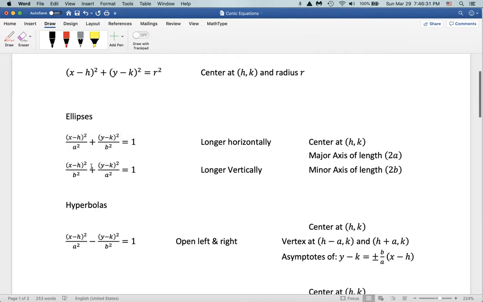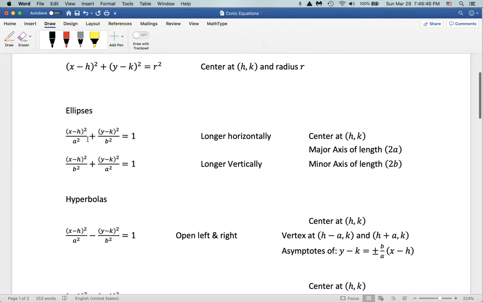Ellipses always have a plus symbol in between, and underneath the parentheses that are squared, we have an a squared and a b squared, and we always set it equal to 1. In other words, what we're really doing is dividing over the r squared in a sense, but there are coefficients in front of them that make it more elliptical rather than circular.